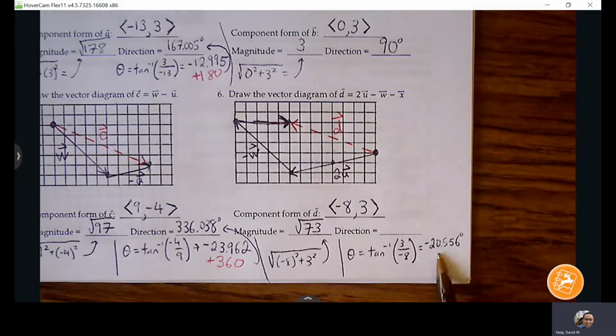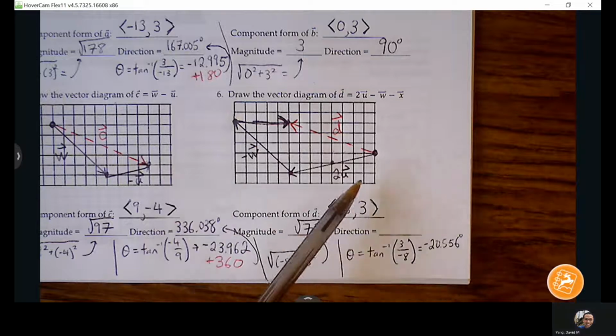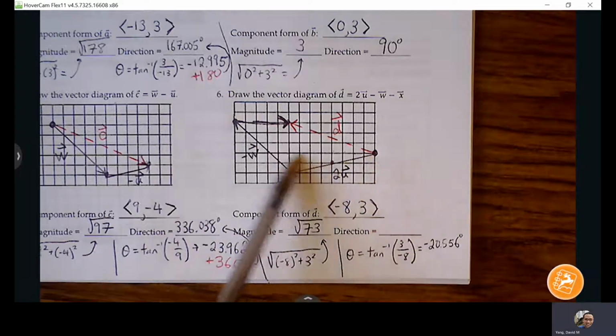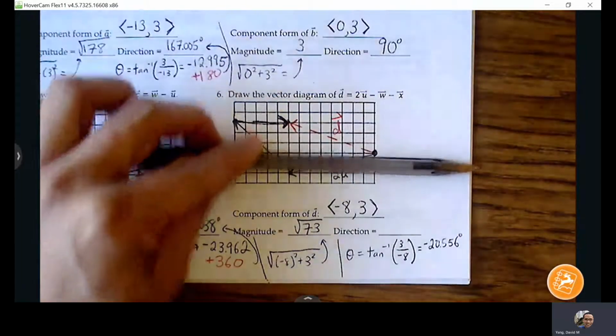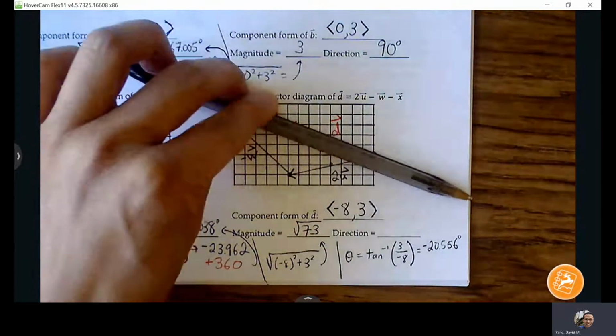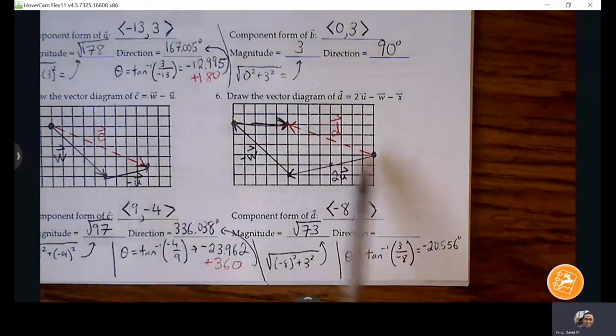What adjustment do we have to make with this negative 20 degrees? We have to start from 180 and then subtract that, or add this negative reference angle, to get something that is consistent with the second quadrant degree measure.